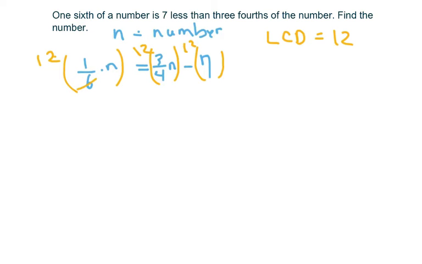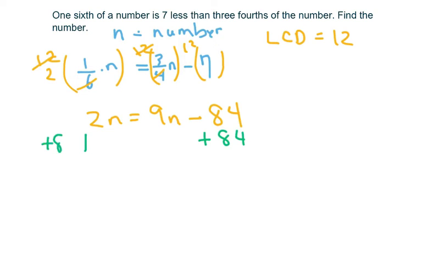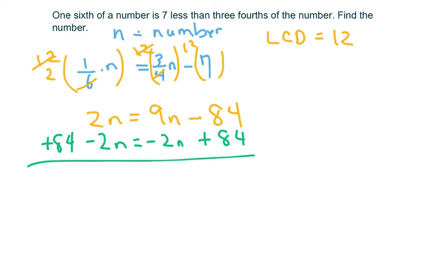So we get 2n equals, that's going to be 3 times 3 is 9n minus 84. All right, and then you solve. So what I'm going to do is, like before, I'm going to add 84 to both sides and subtract 2n from both sides. We get 7n equals 84. So n equals 12.